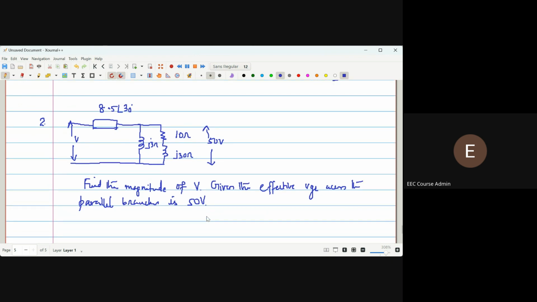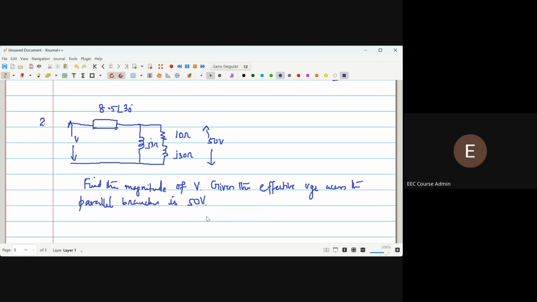So how do we go about this? Ma'am, we have to calculate the equivalent impedance of 10 ohms, J30 ohms, and J3 ohms. Then 50 volt divided by this equivalent impedance will give the current, I think. Current to the parallel path, ma'am.